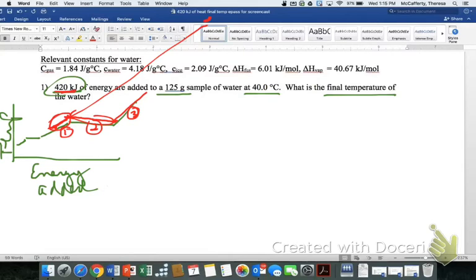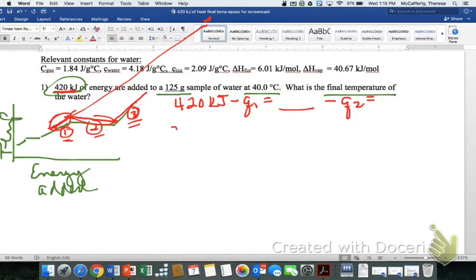So what we want to do is take this 420 kilojoules, subtract Q1, and if I still have energy left, then we're going to calculate how much energy it takes to boil it. And then if I still have energy left, I'm going to look at what that final temperature would be. All right, so let's step through this.